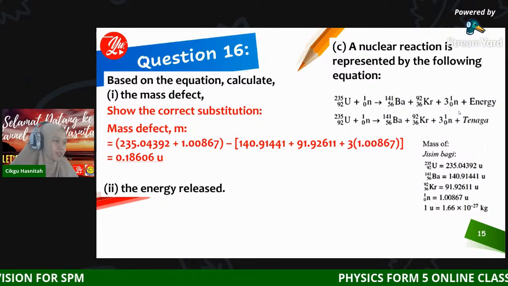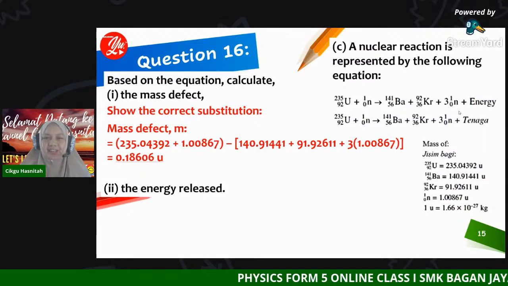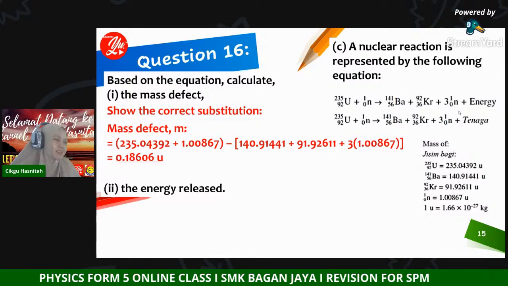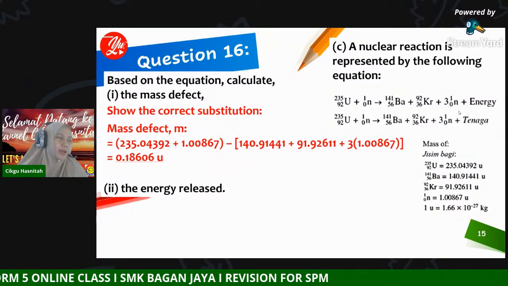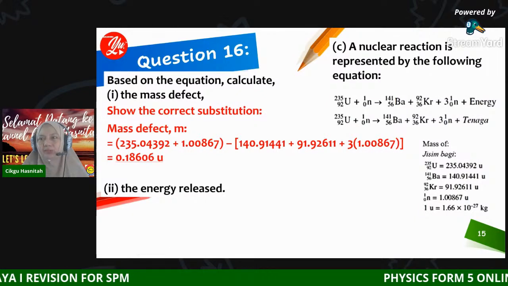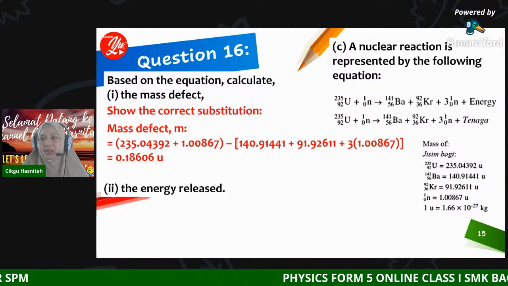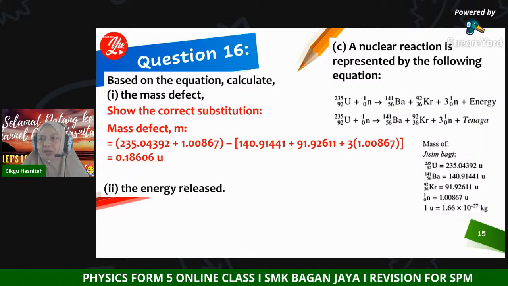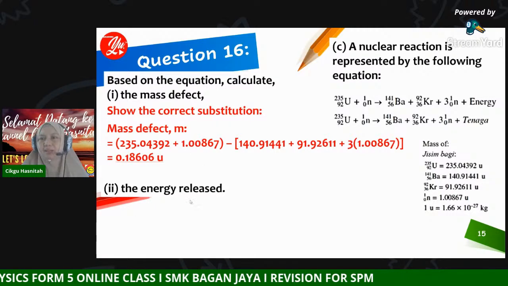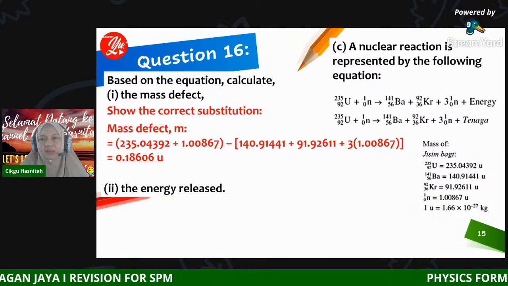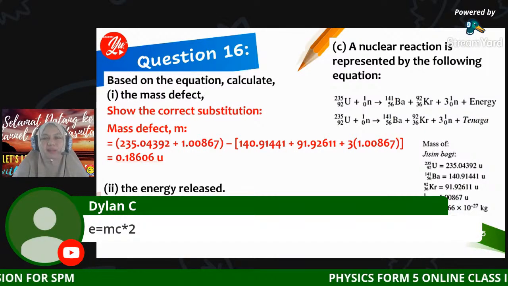Okay, yes, Richard. Sorry, Jinjie. I think Richard is your father's name, right? Okay. So E equals mc squared. Yes, Dylan, very good. E equals mc squared. So you just do the substitution. Okay, it is E equals mc squared. Yes. Okay, E equals mc squared.